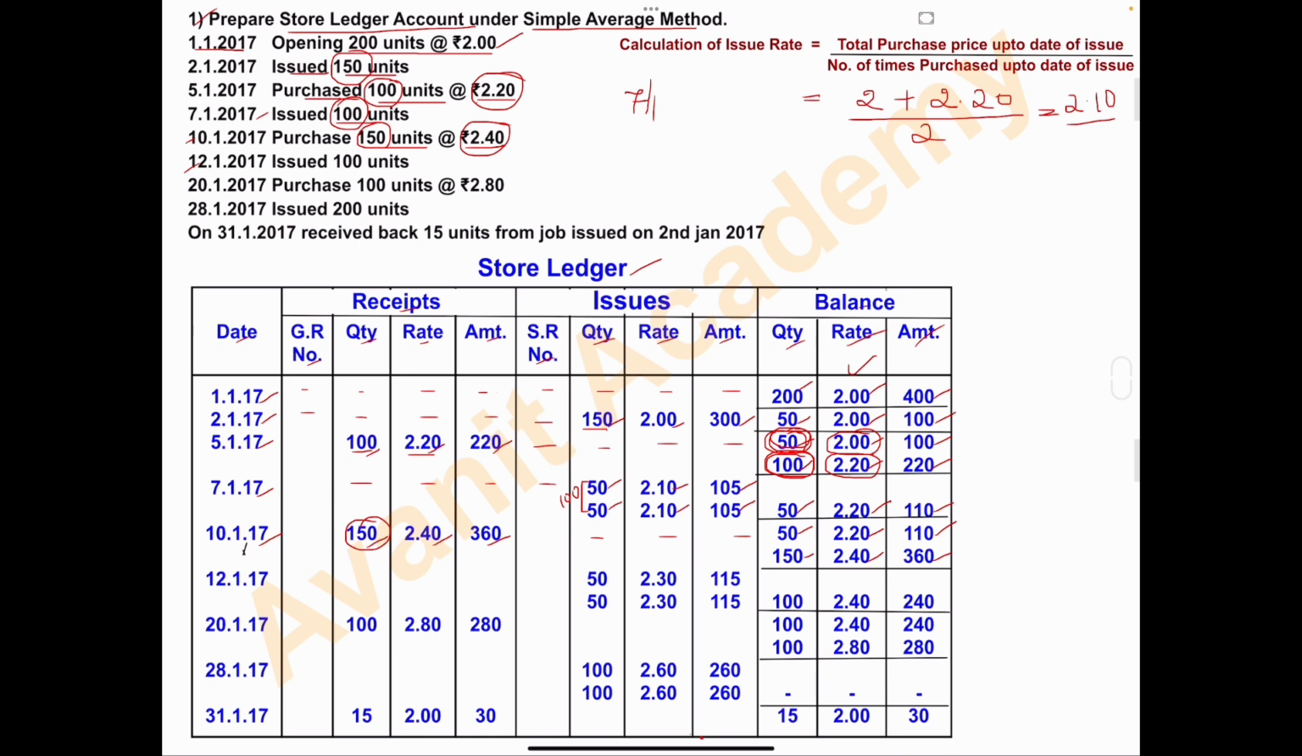See the problem. Issued 100 units. Write in solution 12th January. Receipts column nil. So total how many units we have to issue? 100.